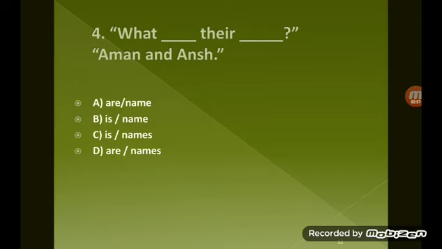4. What dash their dash? Aman and Ansh. The options are A, are name, B is name, C is names, D are names. And the correct answer is, what are their names? Aman and Ansh.